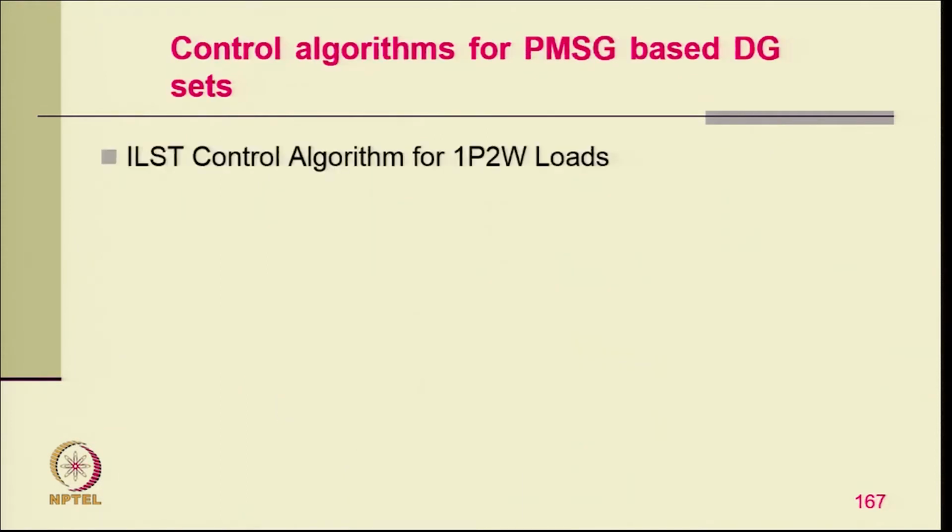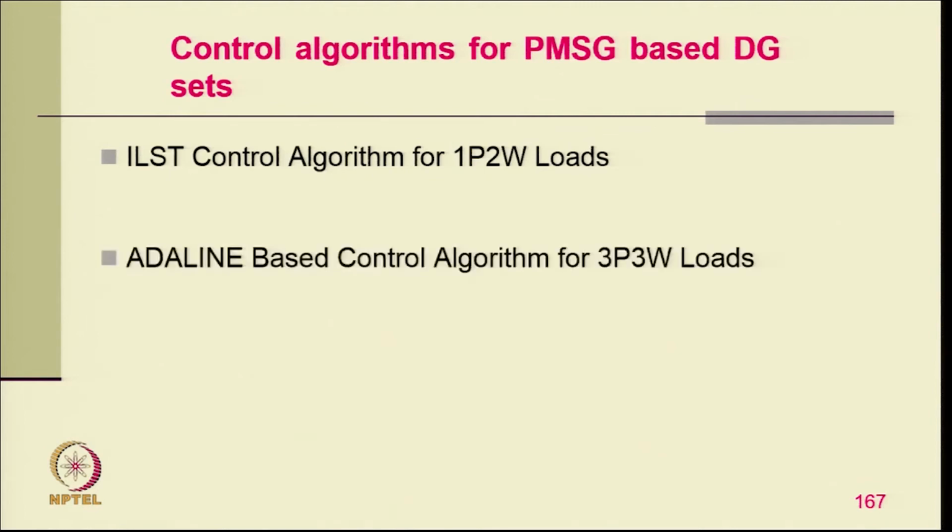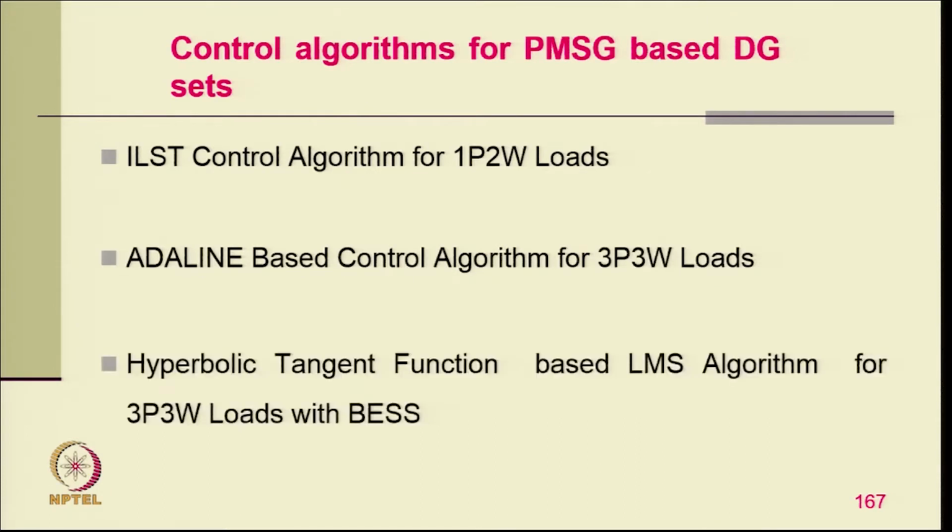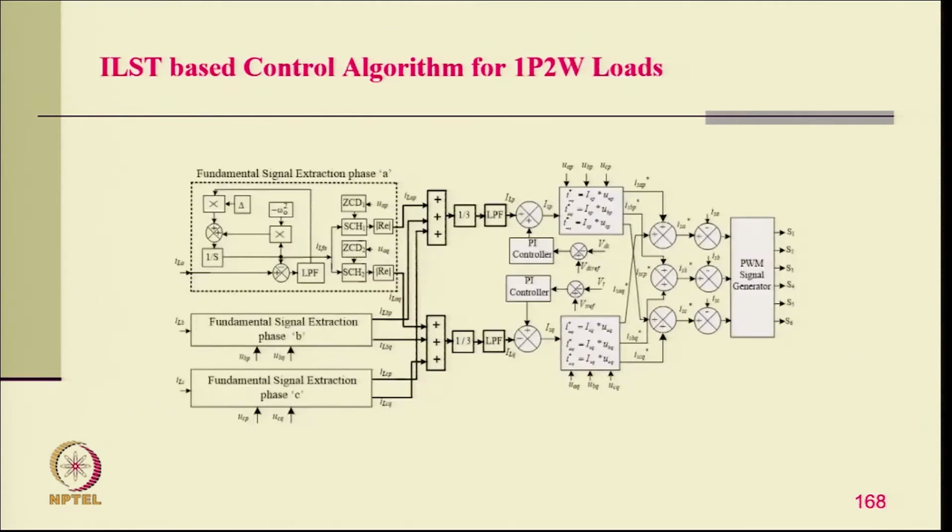Typically, we use the ILST control algorithm for single phase load on the 3 phase generator. Of course, for 3 phase 3 wire loads with the battery energy storage system, we use the Adaline based control algorithm and the hyperbolic tangent function based LMS algorithm. This ILST based algorithm is used typically when we have an unbalanced load.